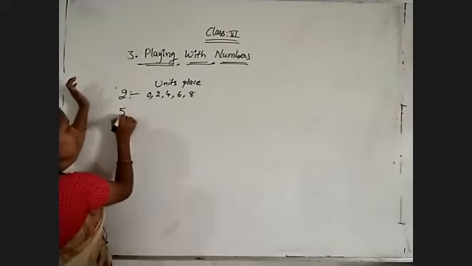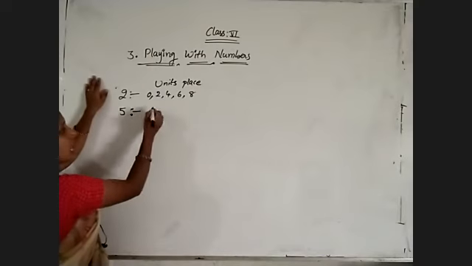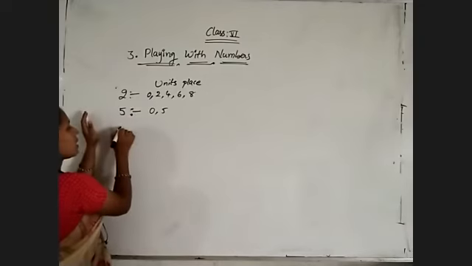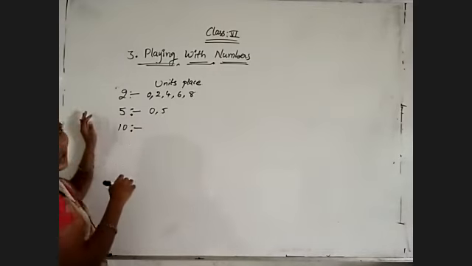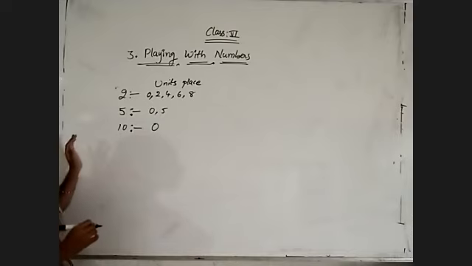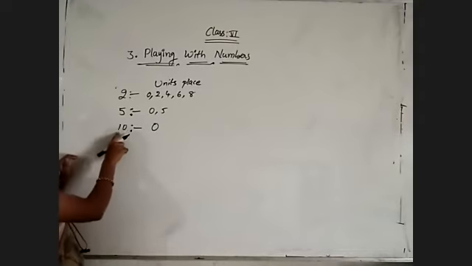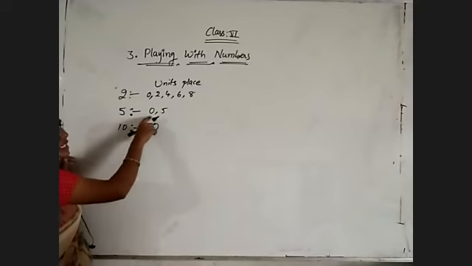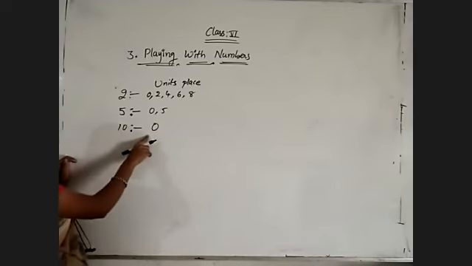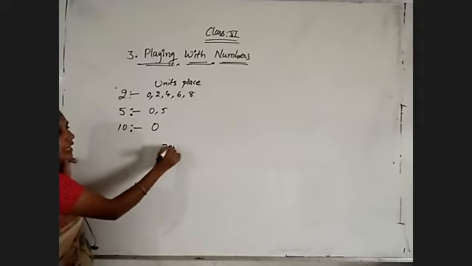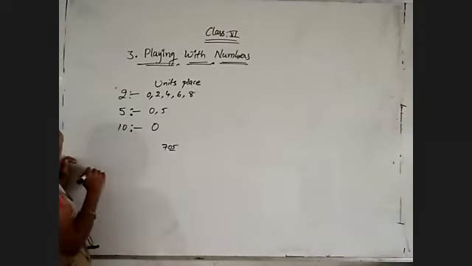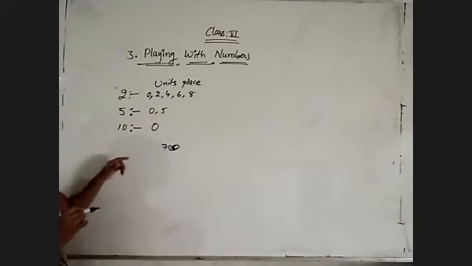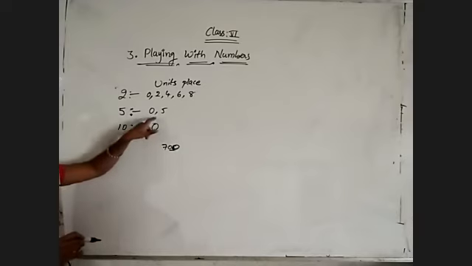And what is the divisibility rule of 5? If the number has 0 or 5 in its unit place, then it is divisible by 5. And now coming to 10. If the number has 0 in its unit place, then only it is divisible by 10. Otherwise, it is not divisible by 10. See, all the numbers which are divisible by 10 are compulsorily divisible by 5. But all the numbers which are divisible by 5 are not necessarily divisible by 10, because I have taken 705. It is divisible by 5, but it is not divisible by 10. If I take 700, it is divisible by 5 as well as 10. So the numbers which are divisible by 10 are compulsorily divisible by 5.